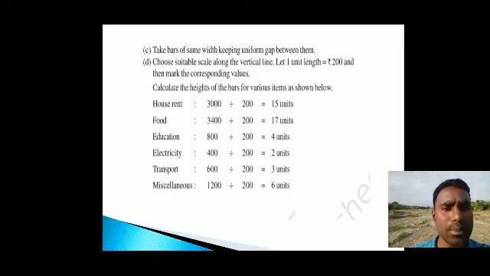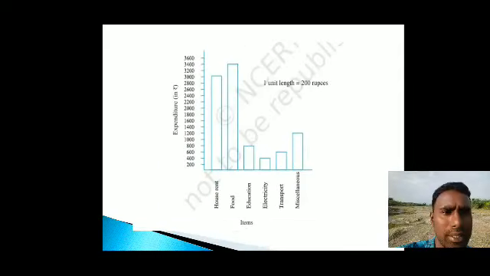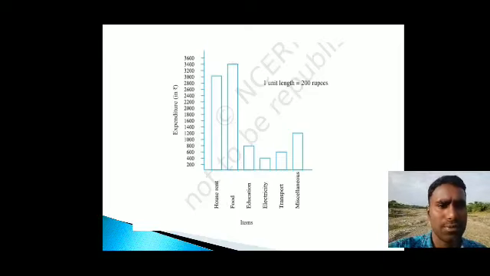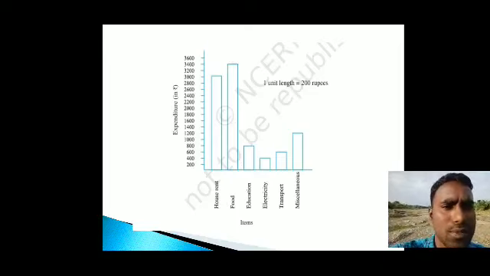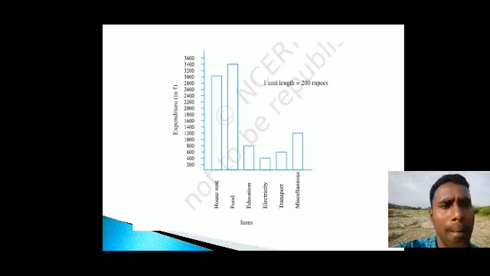if you divide by it, you will get the height of the various items, that means the height of the bar. See, look at this graph. First you have to draw a horizontal line and a vertical line in your graph. Okay, and the next thing is: first house rent, and give some space, and food, and give some space, education, electricity, transport.